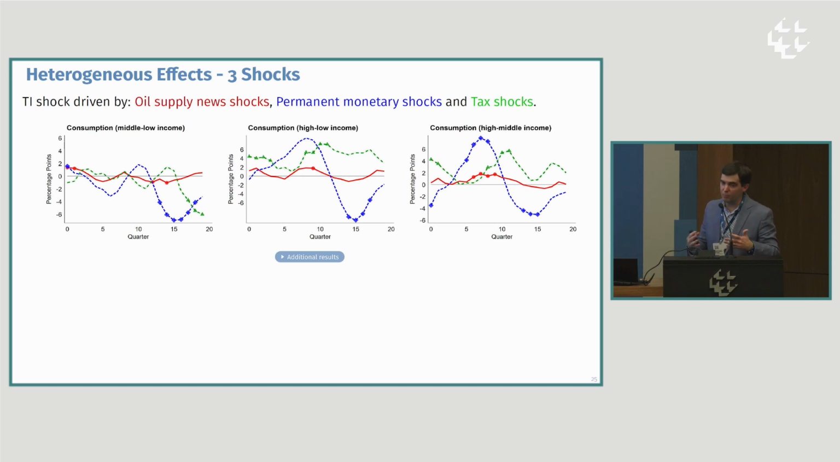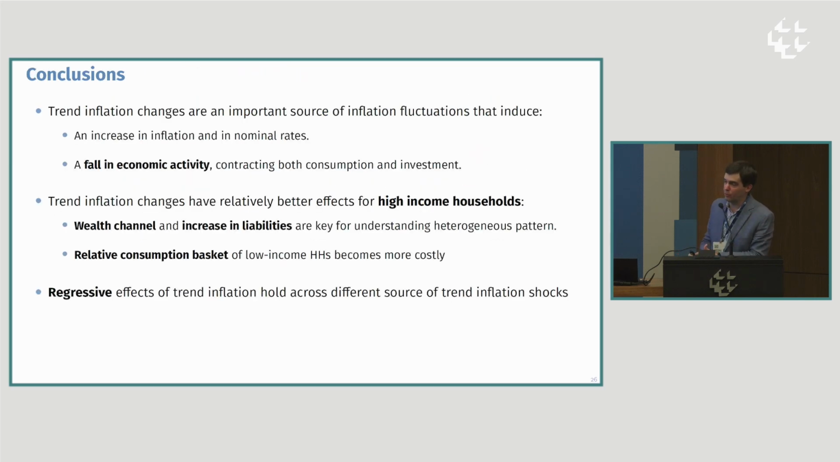We explore the different transmission channels, the different mechanisms that I was pointing to before, in the paper in detail, and I don't have time to cover this now. But we also find that liability seems to be a crucial channel for understanding why the different groups of households are affected in different ways.